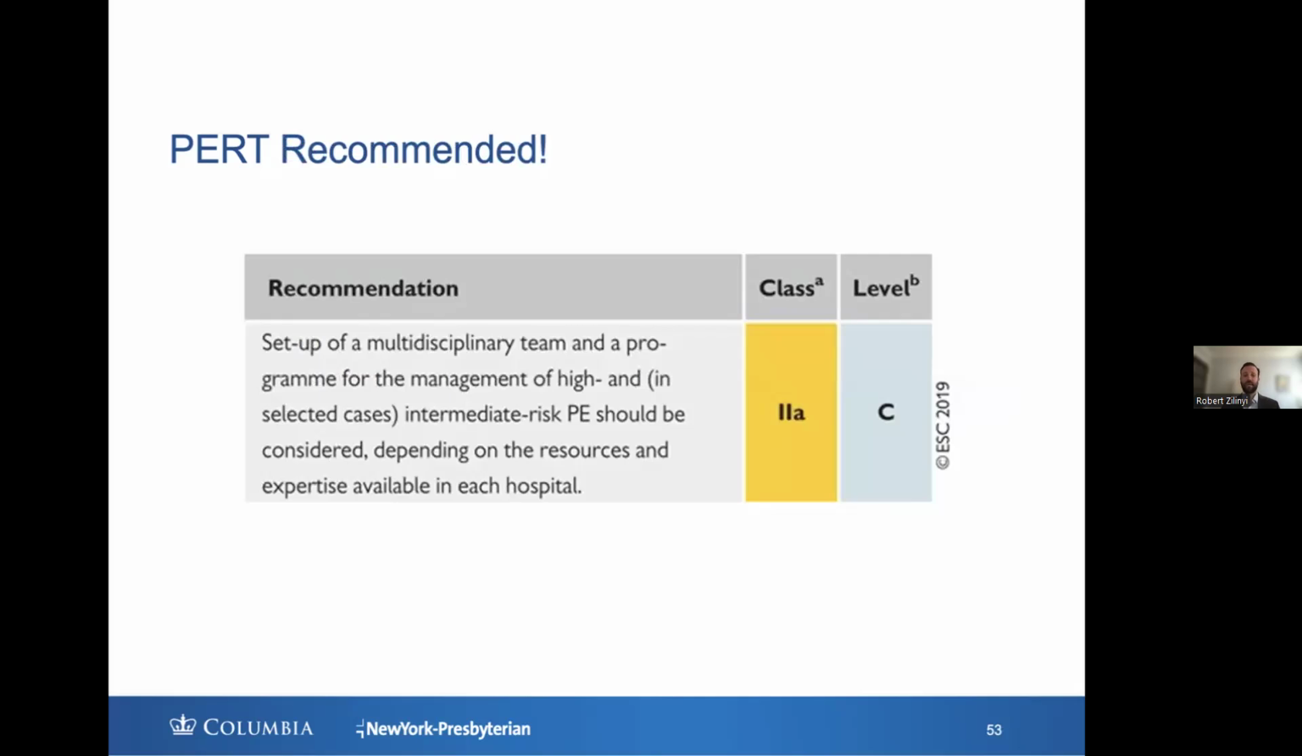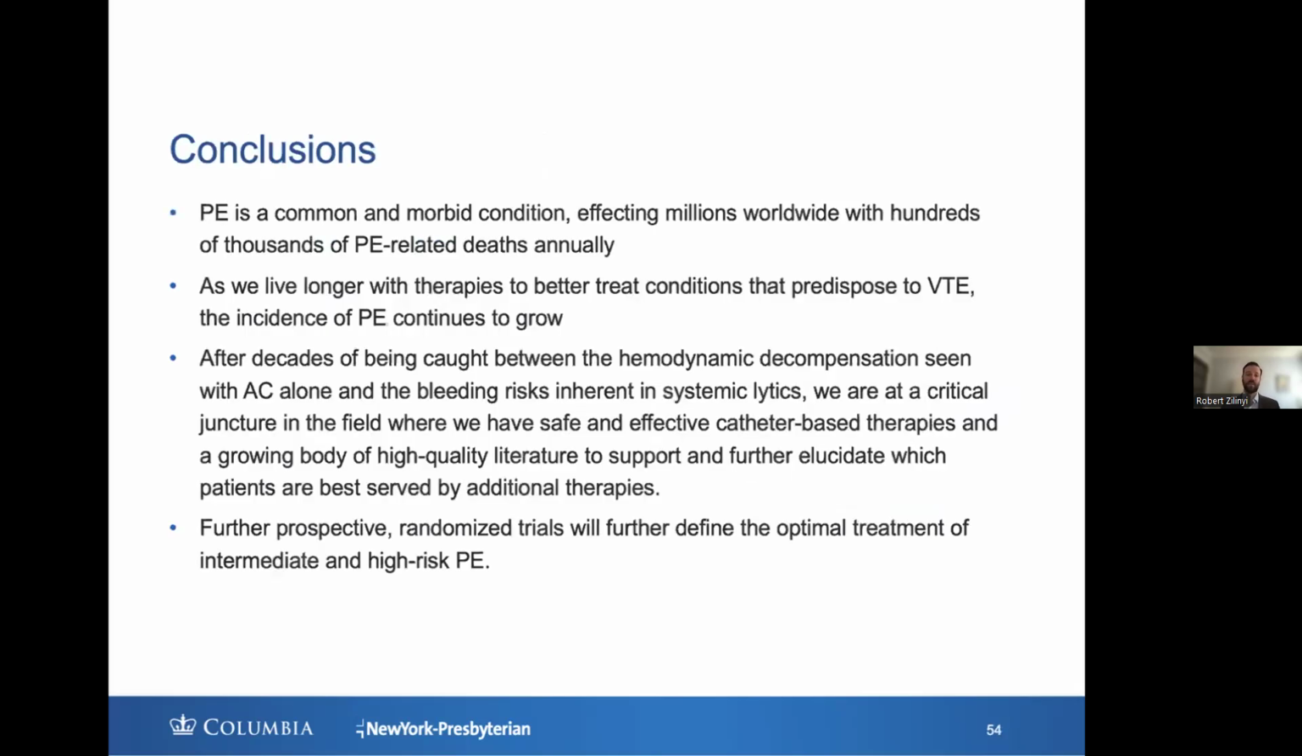PERTs are recommended, after the initial experience and the initial data that has come out of the PERT centers across our country and across the world. It's now a Class 2A recommendation to set up a multidisciplinary team and program for the management of high and intermediate risk PE patients, which should be considered depending on the resources and expertise available.